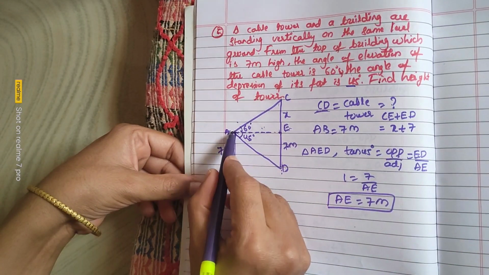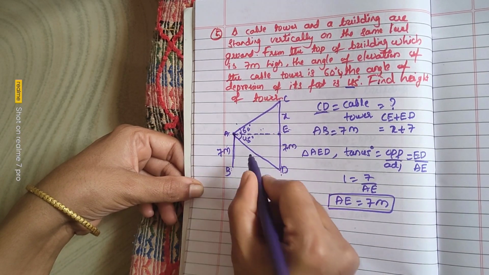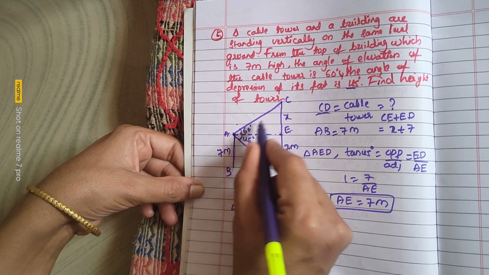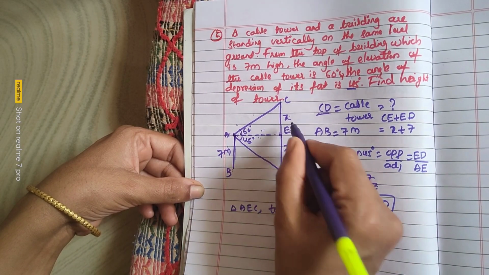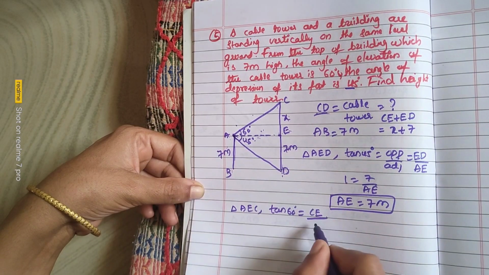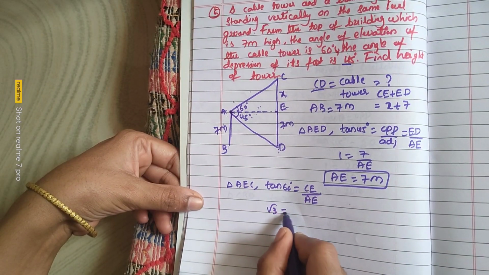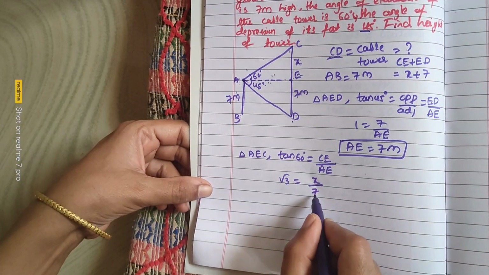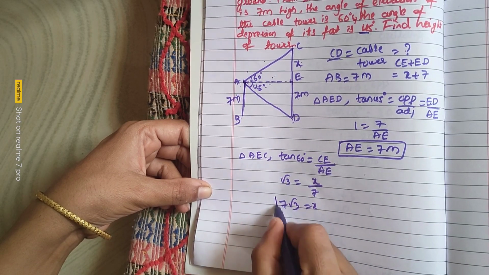Then in another triangle, this is AEC. In triangle AEC, this is 60, opposite by adjacent. This is the hypotenuse, don't take this one. So tan 60 degree is equal to opposite by adjacent. Opposite is CE, adjacent is AE. Tan 60 is root 3. CE is X, AE we know this is 7. X is here only. So X is 7 root 3. This is the value of X.